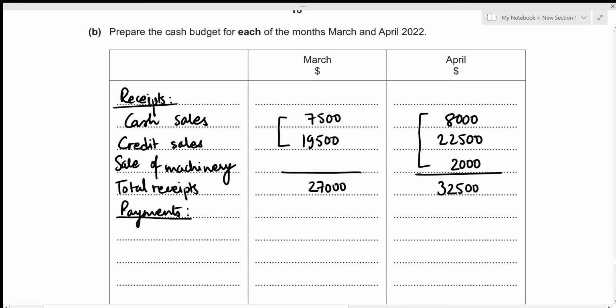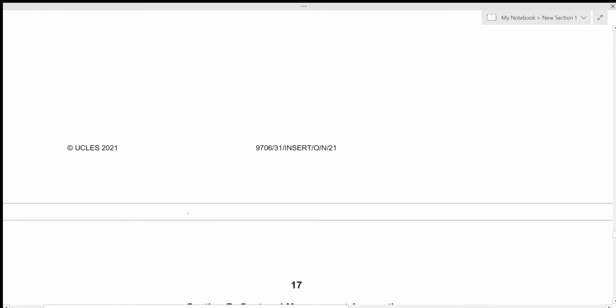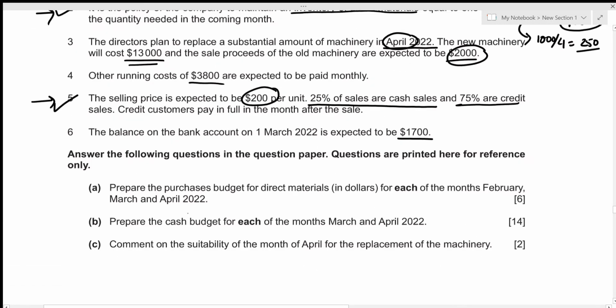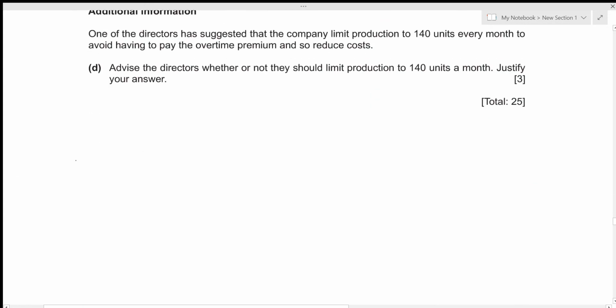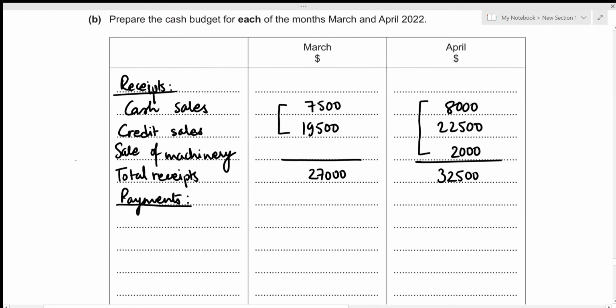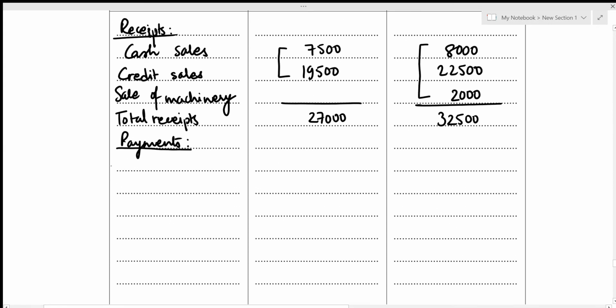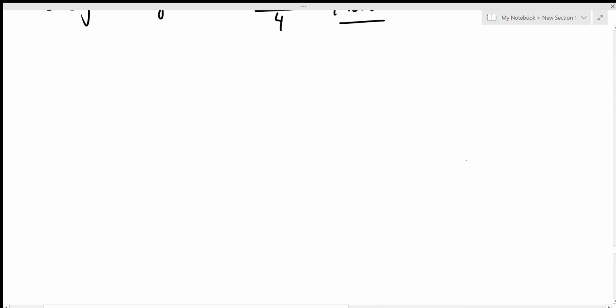Let's have a look at the above information. Okay, we are given the running cost of 3,800 expected to be paid monthly, which means that this running cost should be recorded for the month of March and April in our payment section of the cash budget. Let's do that. So we can just record it under the heading of running costs. And that's 3,800, 3,800. All right.